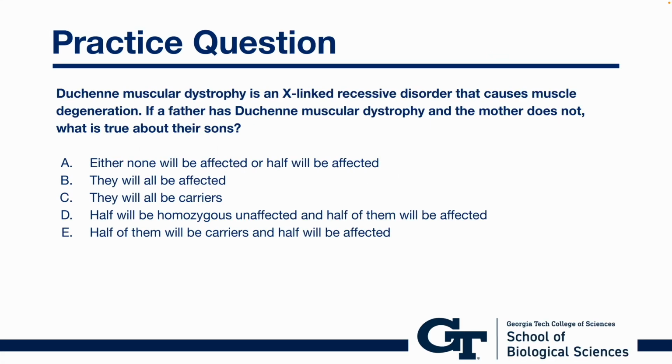Okay, so here we have a practice question about an X-linked disease. So if the father has the X-linked disease, I will literally write X bad, Y, and the mother does not. What is true about their sons? Okay, it's X-linked and it's recessive. If the mother had it, it would literally have to be X bad, X bad. But the mother doesn't. So the mother can either be X bad X or regular XX.